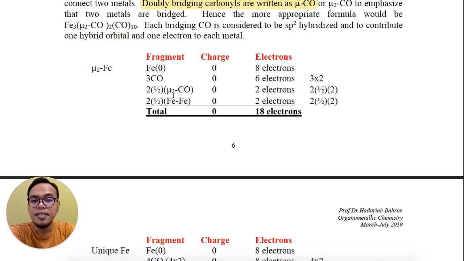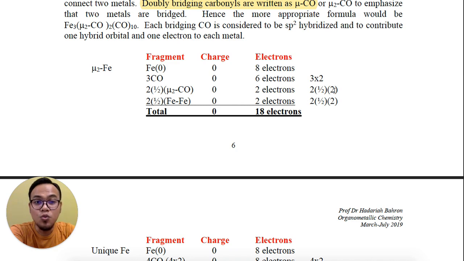Now we look at this. These are bridging ligands. How many bridging ligands do we have? We have 2 bridging ligands. So one carbonyl bond can give 2 electrons, right? So we need to multiply by half to find one carbonyl ligand. Okay, so you're going to get 1 electron.